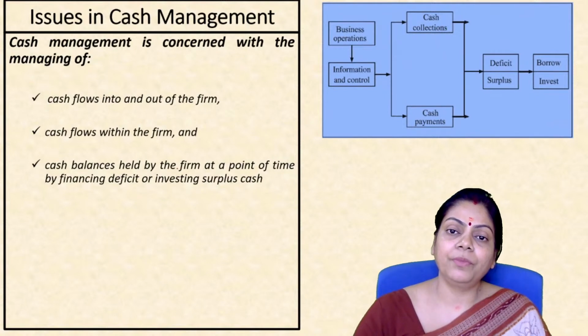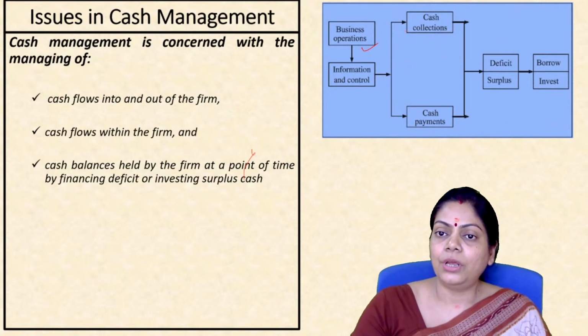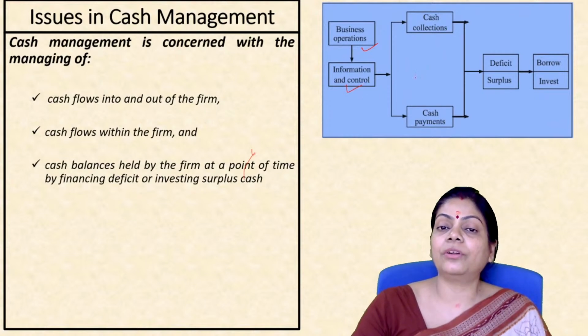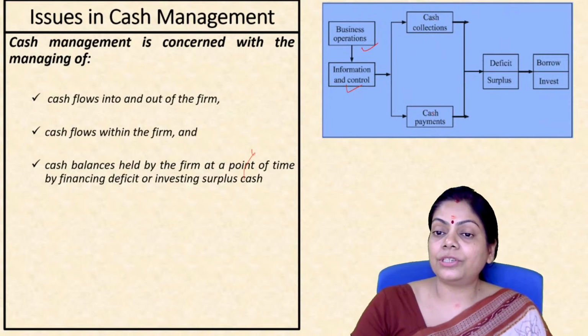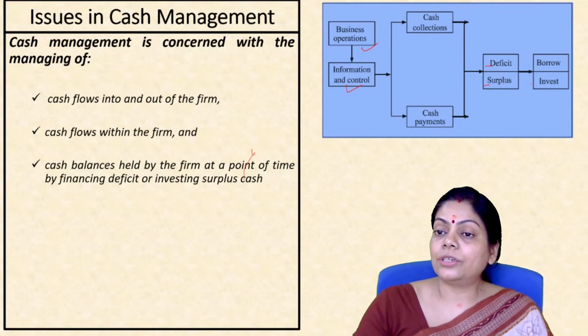You have here the business operations, and these business operations actually give rise to either your cash collections or cash payments. And obviously when I'm using information and control, we talk about something called MIS, which we'll be doing in the subsequent part of the class. So you have collections, you have payments. If your collection exceeds your payment, you have surplus. And when your collections fall short of your payments, you have deficit. Now, if you have a deficit, you borrow. If you have a surplus, you invest.